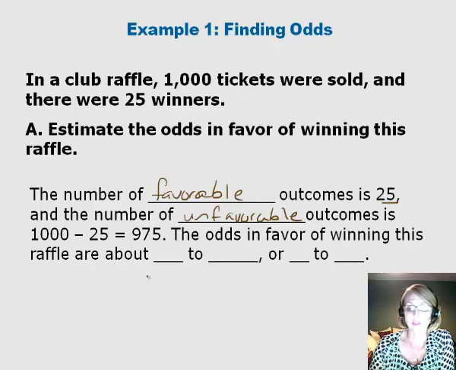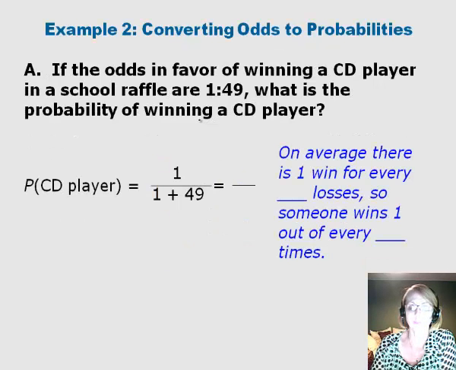So the odds in favor of winning this raffle are about 25, what we want to happen, to 975, what we don't want to happen. Or if we reduce that, 1 to 39. I divided both by 25. Not too tough, huh? Example 2.